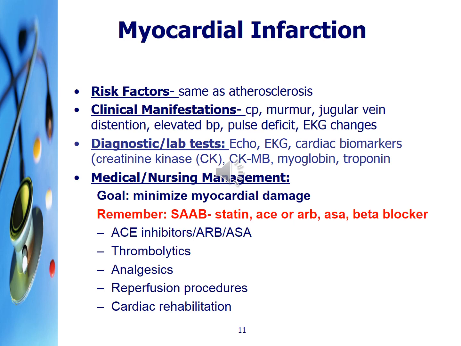Clinical manifestations are some of the same. You will have chest pain. The patient will have a murmur when you're auscultating heart sounds. There will be jugular vein distension due to the increased blood pressure and flow. There would be elevated blood pressure, of course, because the heart is not functioning, so it's going to increase the pressure. There would be a pulse deficit. So when you're auscultating the apical pulse and feeling for the radial pulse, there will be a deficit in the numbers. Also, the EKG will show changes because the electricity of the heart will be abnormal.